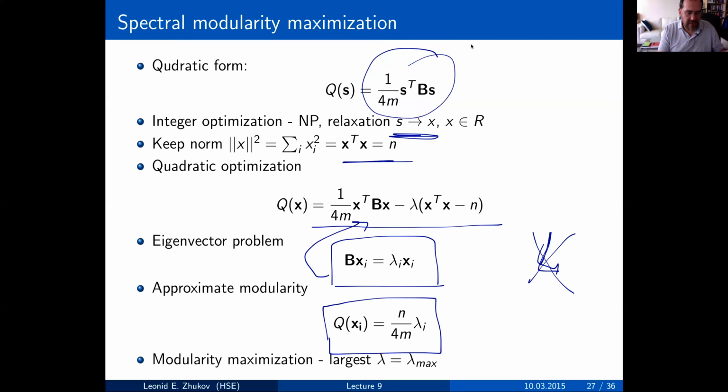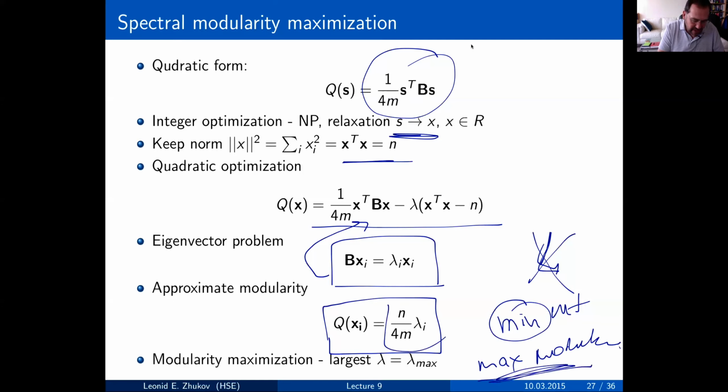Compared to the Laplace matrix and the problem that we did there, which was minimum cut, here we're looking for maximum modularity. We were looking for a minimum, so back then we were looking for the smallest eigenvalue. Here we are looking for maximum modularity. For it to be the largest, we need to take the maximum eigenvalue and the maximum eigenvector. But that's the only difference.